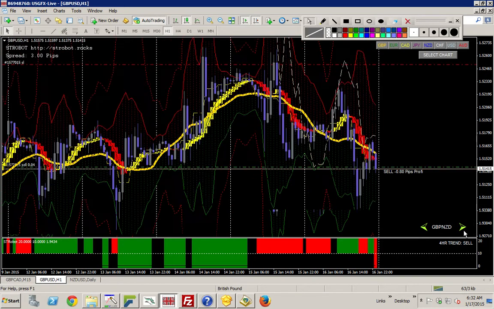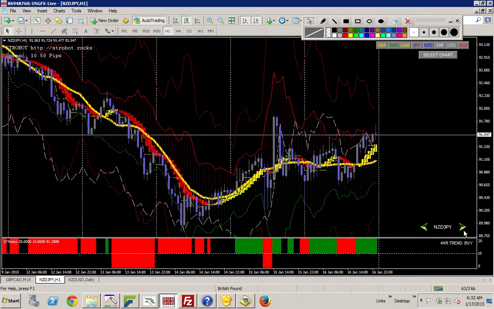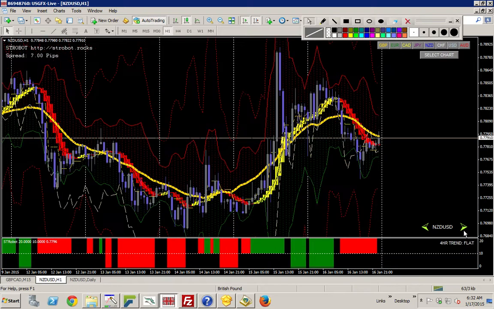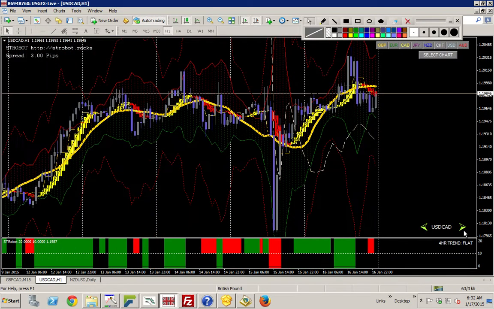So you can see it's a really different way of trading to what you're probably used to. A lot of people spend a lot of time drawing lines on charts and trying to predict the future. I don't believe in that. I think what you need to do is look at what's happening now and trade on that.